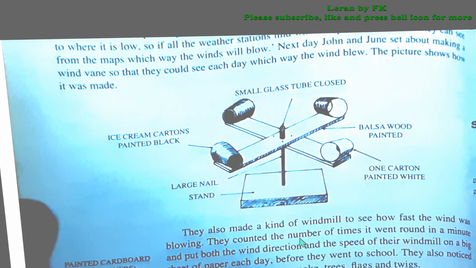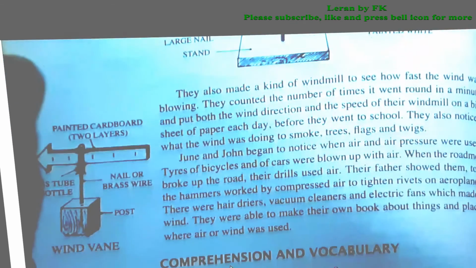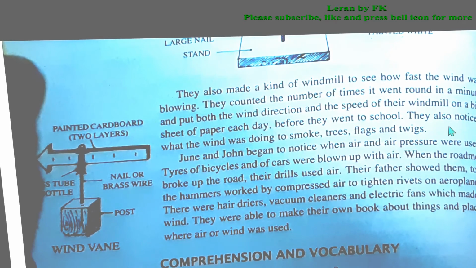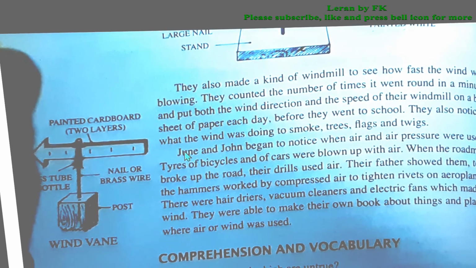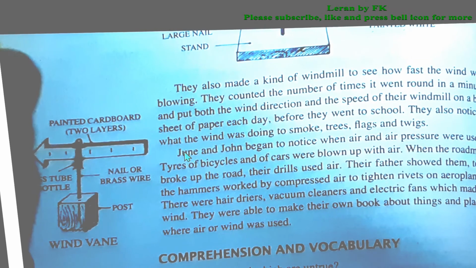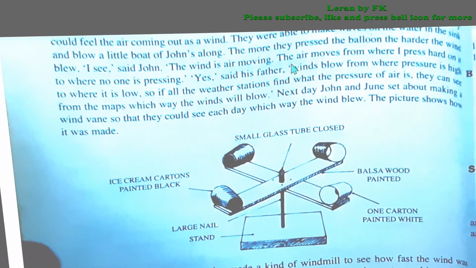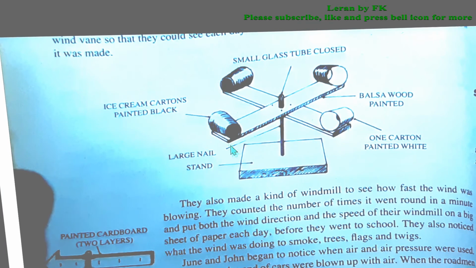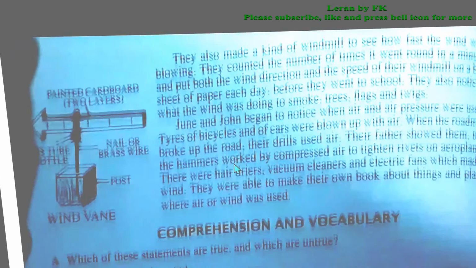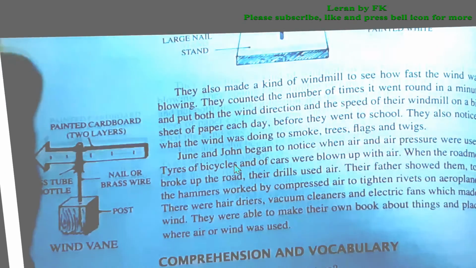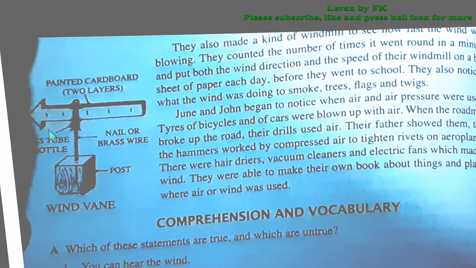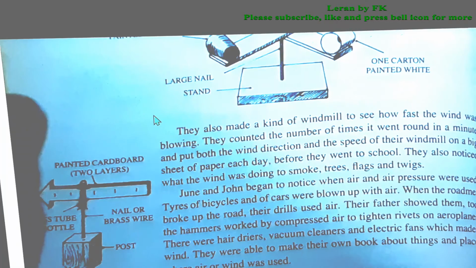They counted the number of times it went round in a minute and put both the wind direction and the speed of their windmill on a big sheet of paper each day. Before they went to school, they also noticed which way the wind was blowing the smoke, trees, flags, and twigs. In this paragraph, first of all, there are two things they made: the wind vane and the windmill. The windmill moves in a round position, and they count the number of rounds daily to see how fast the wind is going. The second thing is the wind vane, which shows the direction of the air, and both of them note these things daily on paper.